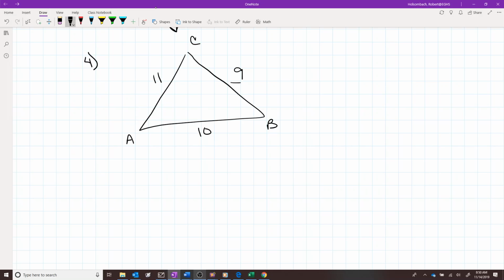In number 4, name the smallest angle of triangle ABC. We said yesterday that the smallest angle is going to be opposite the shortest side. The shortest side is 9, so the smallest angle is going to be angle A.